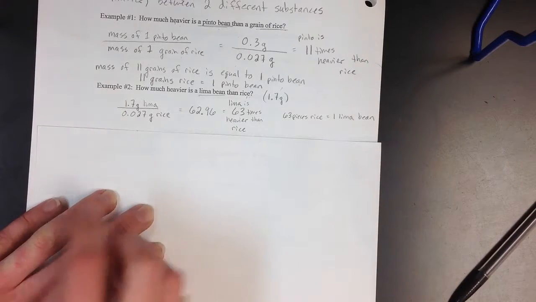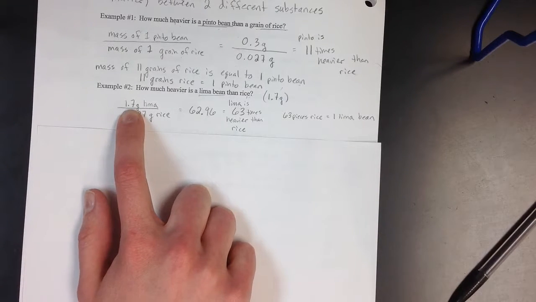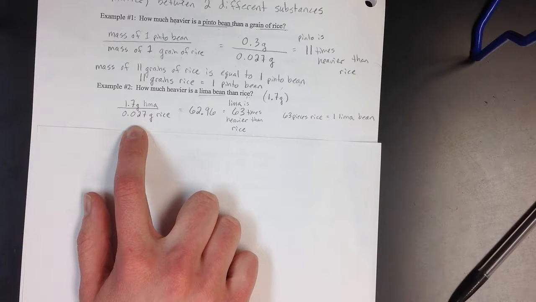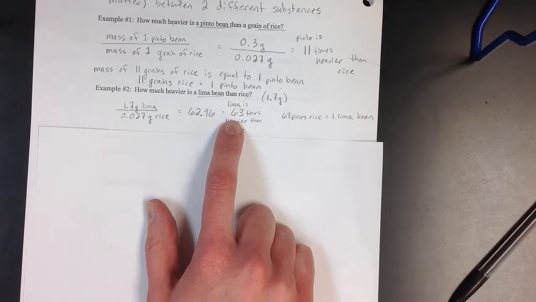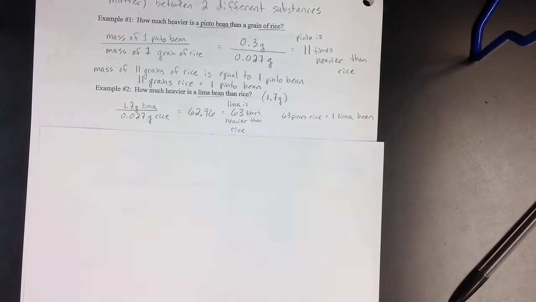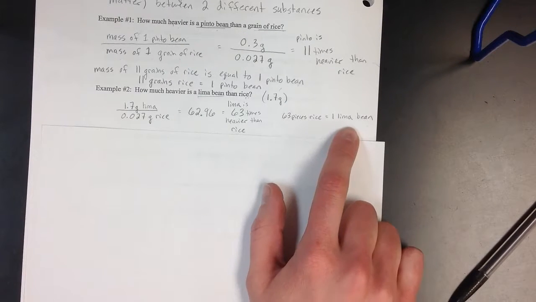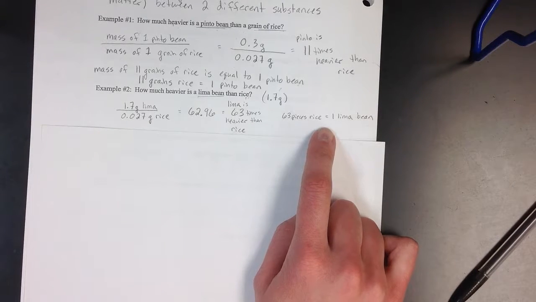Now let's go over my answer. So if I had 1.7 grams as the average for 1 lima bean, divided by my 0.027 grams as the average for 1 grain of rice, then I got 62.96, which is about 63. So your lima bean is 63 times heavier than your rice, which means that if you had 1 lima bean, it would take 63 pieces of rice in order to have the same mass.